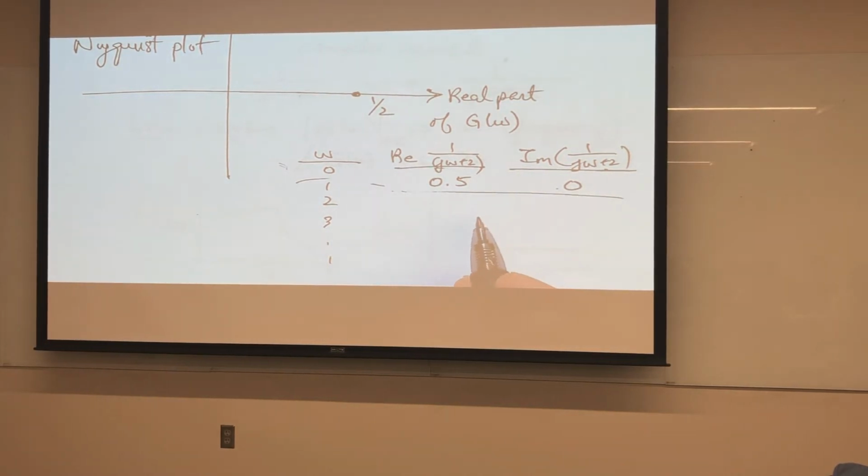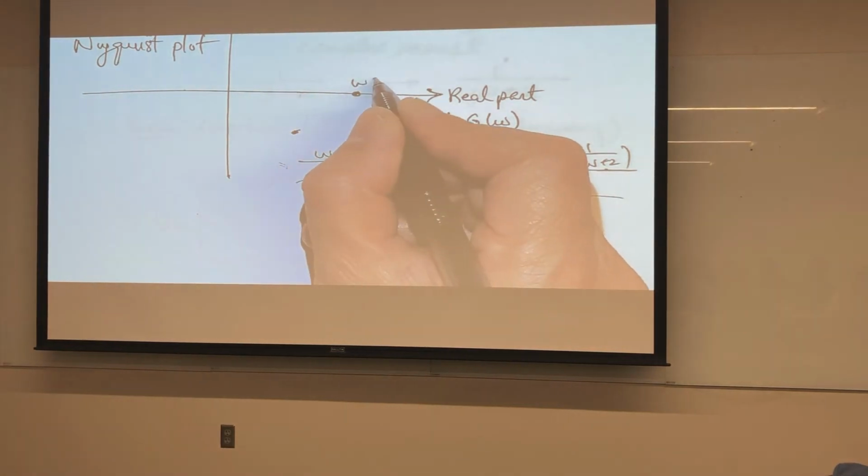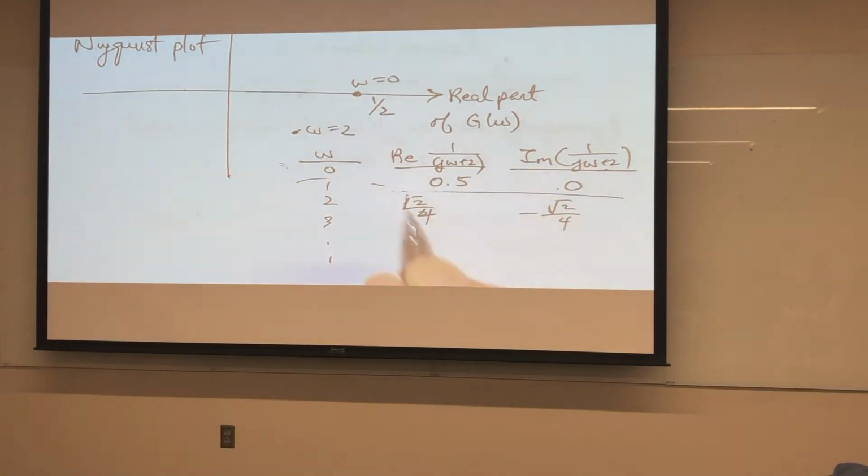Let me stick in another data point that I can do in my head. Let me do omega equal to 2. Then I get 1 over j2 plus 2. And this is going to end up being something like square root 2 over 4, and the imaginary part is also square root 2 over 4, but with a minus sign. So there's going to be some point down here. All right, this is for omega equal to 0 and omega equal to 2.